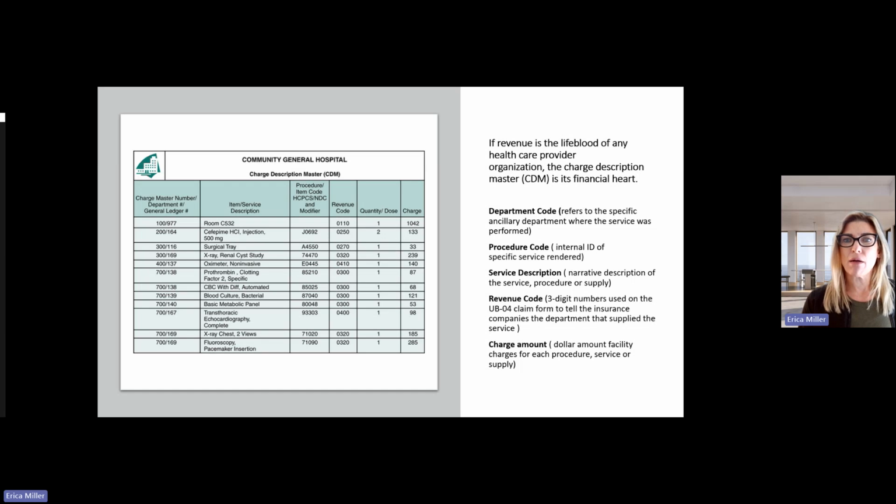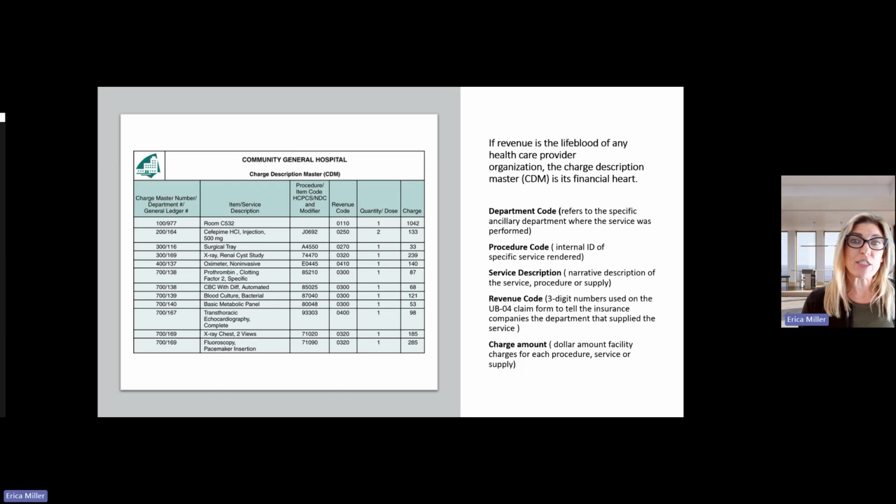All right, let's talk about the charge description master. So if revenue is the lifeblood of any healthcare provider organization, the charge description master is its financial heart. Very similar to what we call the master fee schedule in the outpatient setting. In the inpatient setting, we call it the charge description master.